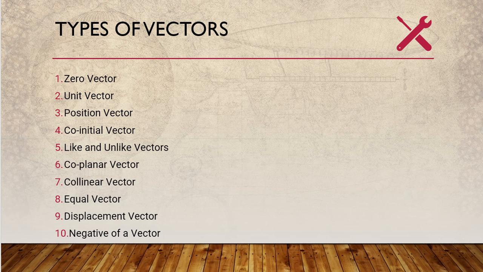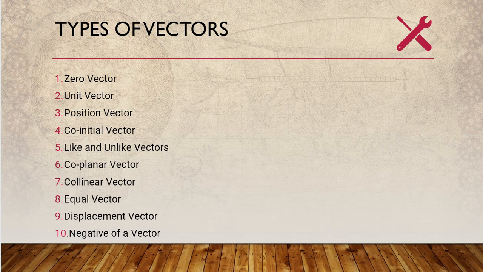If the magnitude of a vector becomes 0, then we call it zero vector. If the magnitude of a vector is equal to 1, equal to unity, then we call it unit vector. If the vector represents the position or location of a point, then we call it position vector. If two or more vectors are having the same initial point, then we call them co-initial vectors.